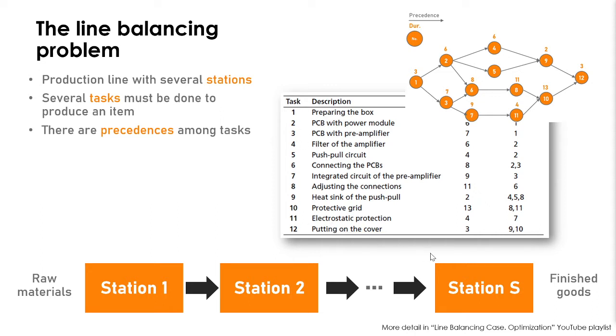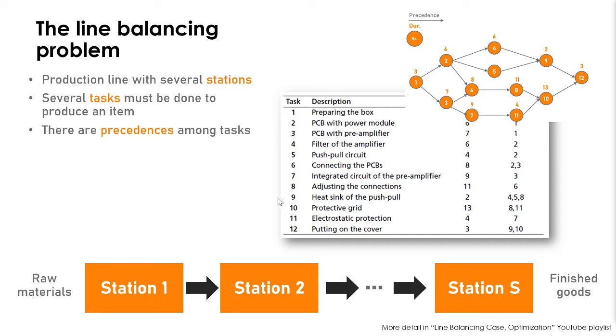And they have a given time. So for example, installing or assembling the protective grid takes 13 minutes. And the same goes for the rest of the tasks. And for every task, you have some precedences. So you cannot, for example, use task 6, which is connecting the printed circuit boards, which has precedences 2 and 3. So for you to connect the boards, you have to install them first. So that's why you cannot just assign tasks to stations disregarding those precedences.